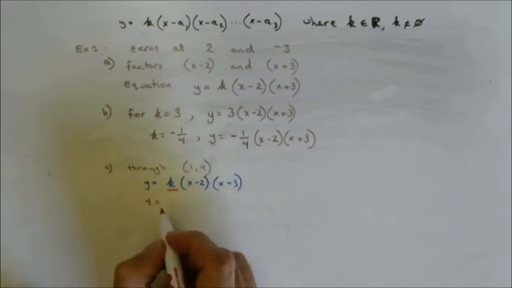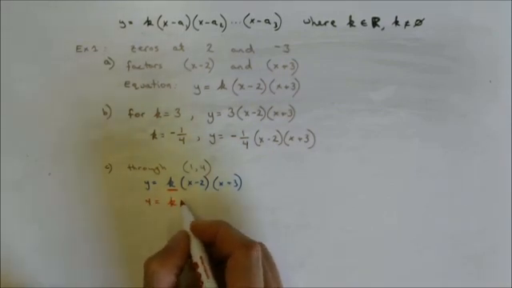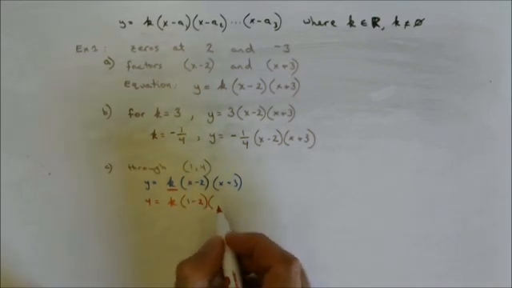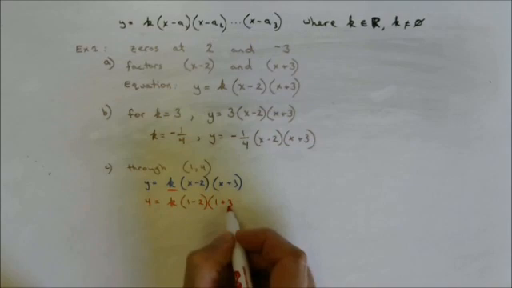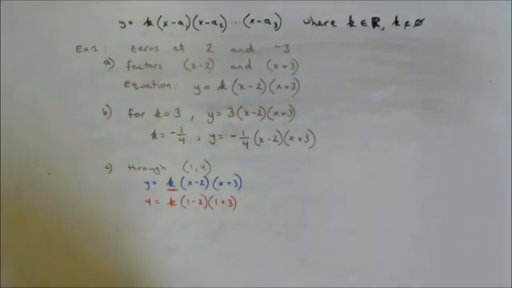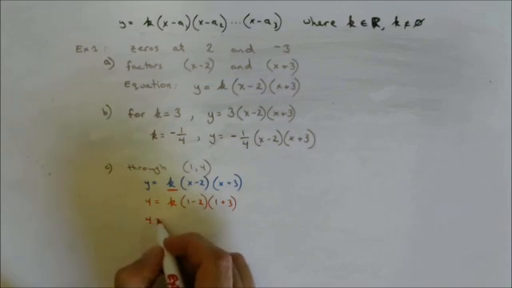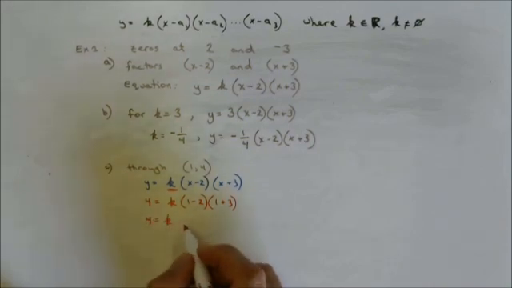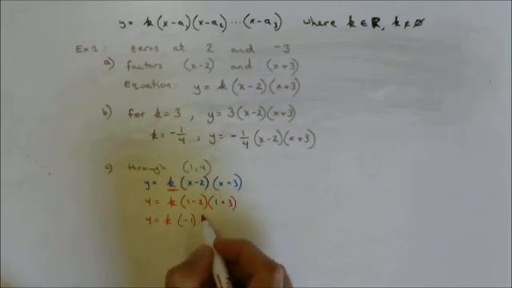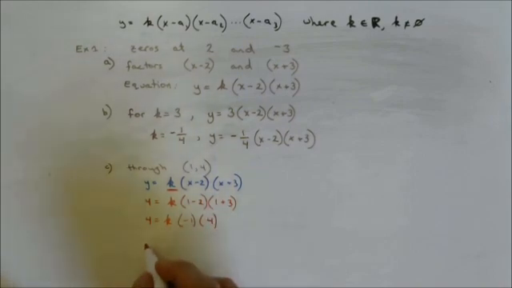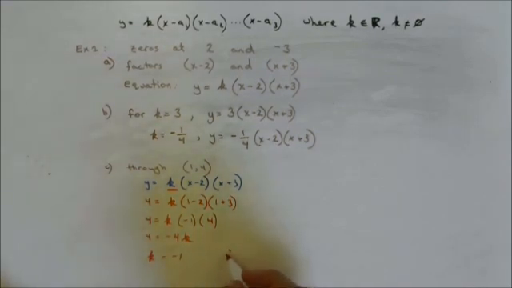So y is 4. We don't know k, but we know in this case x is 1, and x is 1. So we fill that in. Now we have one equation, and the only thing missing is k. On the left side we still have 4, times k. In the first bracket we have negative 1. Second bracket we have 4. That's 4 equals negative 4 times k. Divide both sides by negative 4, you get k equals negative 1.